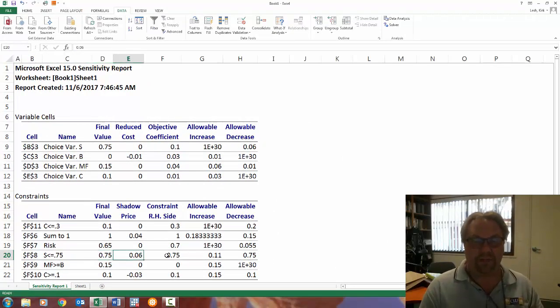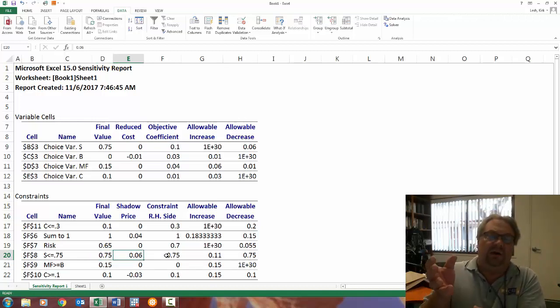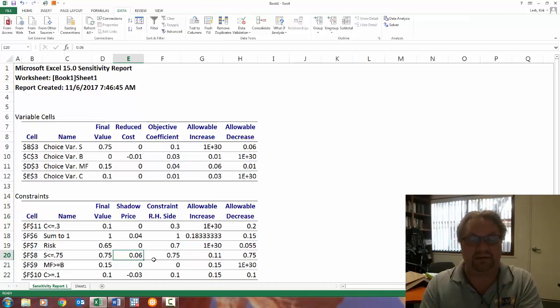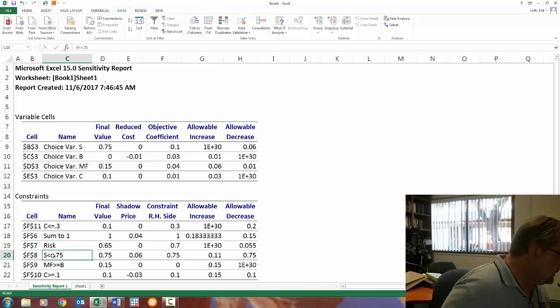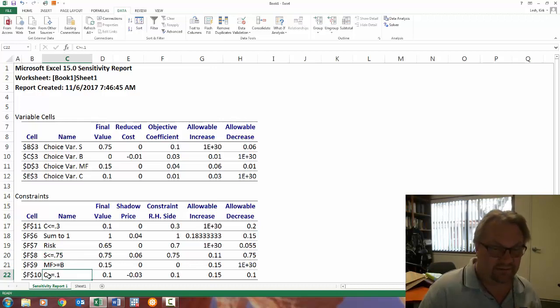Yes, right, because for every 1% increase in the amount allocated to stocks, my total annual return increases by 6%, right, 0.06. So this can go up to 0.86 or down to 0, and this shadow price would still be valid. So yes, I would like to increase the total percent that I could invest in stocks, or decrease the requirement the amount of cash must be at least 10%. So that's this one.